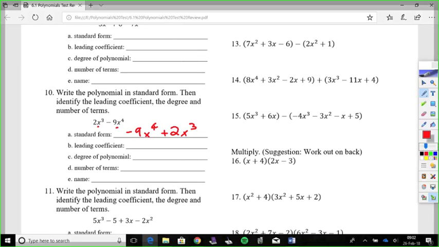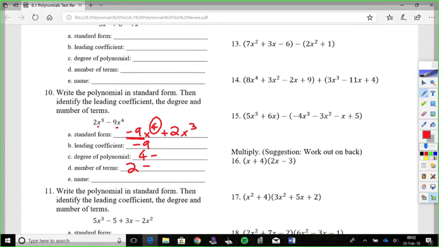Leading coefficient, just as I mentioned in the previous problem that we worked out, it's the very first number, the very first coefficient, in that case negative 9. Degree of the polynomial, so the highest exponent or highest degree term is 4, so this will be 4th degree, which we'll name in a moment. Number of terms, there are only 2 terms here, right? The 9x to the 4th and then the 2x to the 3rd. Only 2 total terms, which again, there is a name for.